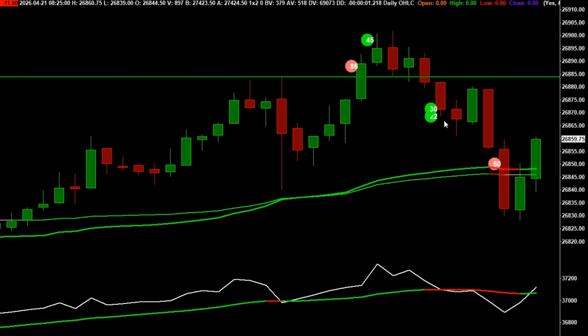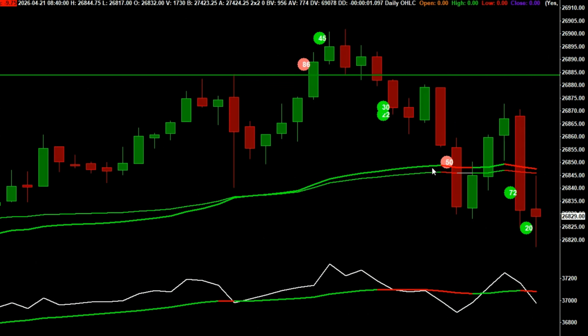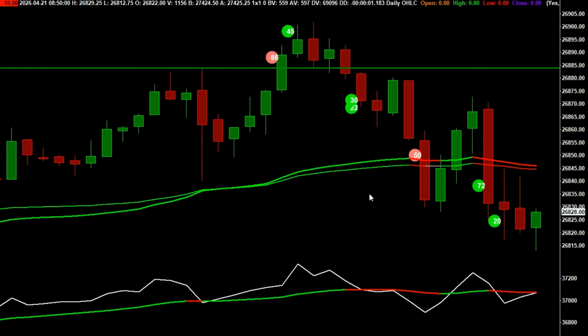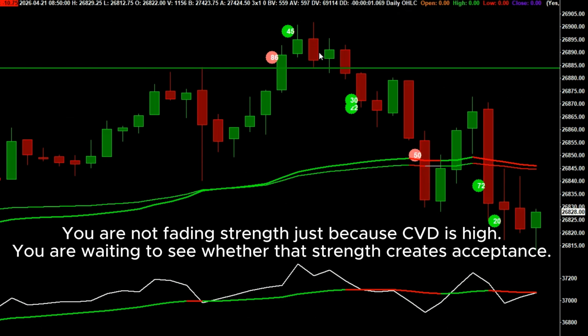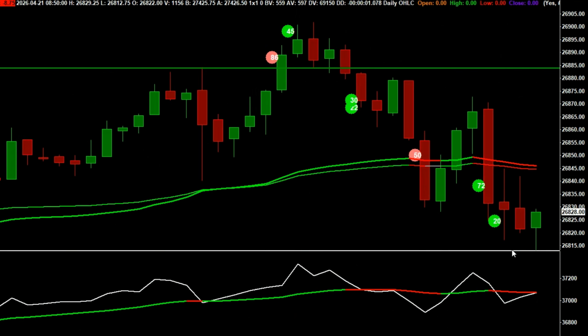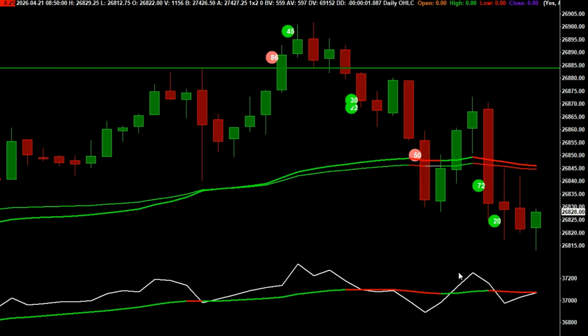The buyers were aggressive, but they failed to create acceptance. Now their position is vulnerable. If price starts rotating lower, those longs may have to exit. That can accelerate the move back toward VWAP, POC, and the lower side of value. The key is this: you are not fading strength just because CVD is high. You are waiting to see whether that strength creates acceptance. If it does not, the failed aggression becomes the edge.